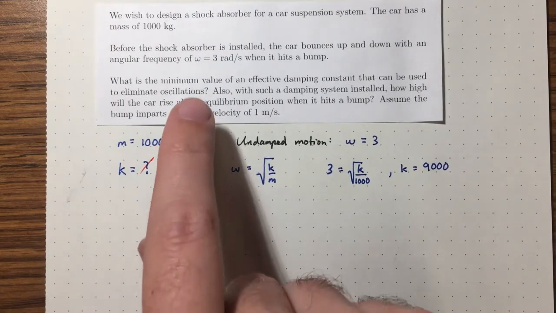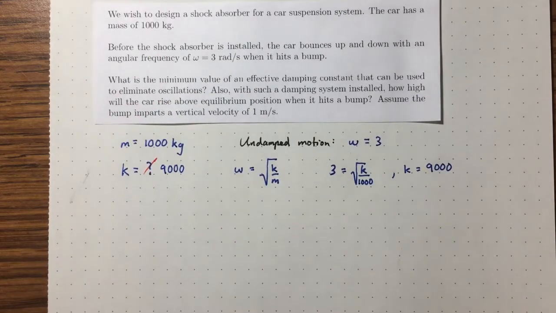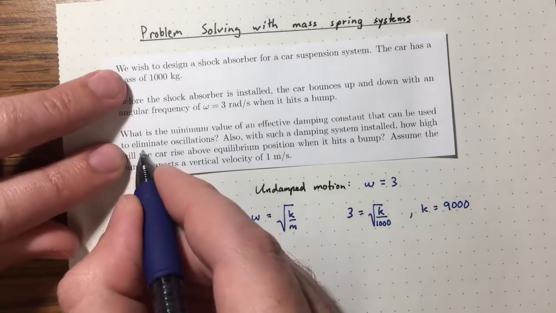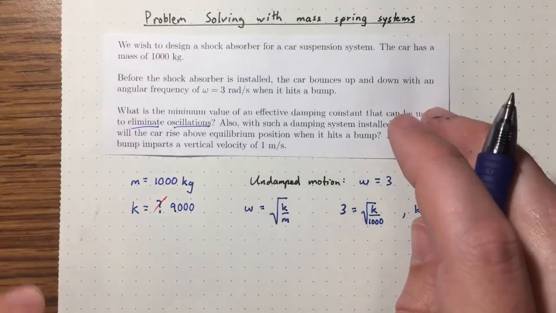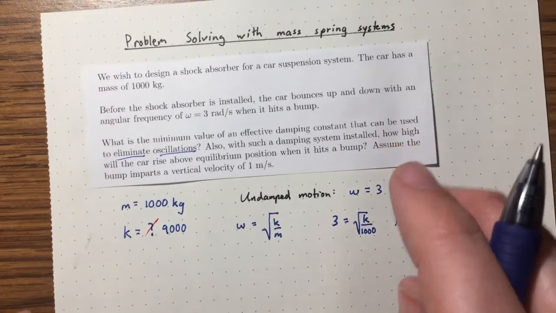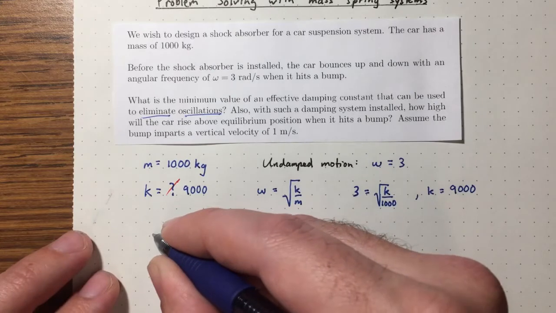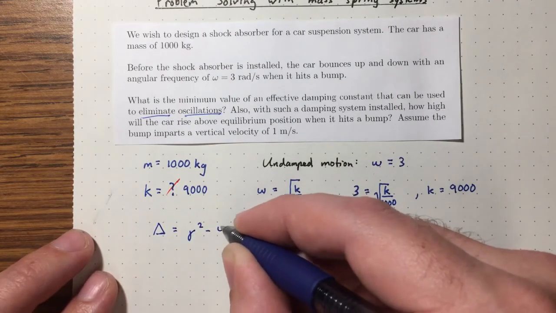We would now like to know the minimum value of an effective damping constant that can be used to eliminate the oscillations. That's the key. We want to eliminate the oscillations. Well, how do we do that? Remember, our discriminant was gamma squared minus 4mk.